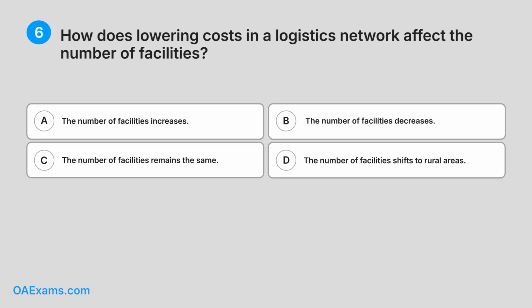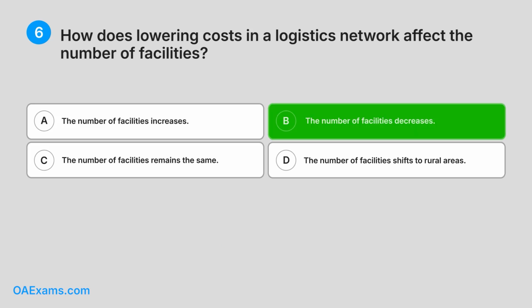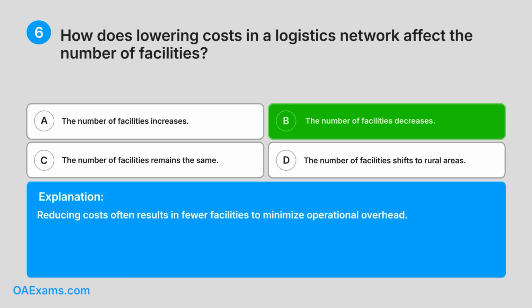6. How does lowering costs in a logistics network affect the number of facilities? A. The number of facilities increases, B. The number of facilities decreases, C. The number of facilities remains the same, D. The number of facilities shifts to rural areas. What do you think is the answer? Correct answer, B. The number of facilities decreases. Explanation. Reducing costs often results in fewer facilities to minimize operational overhead.